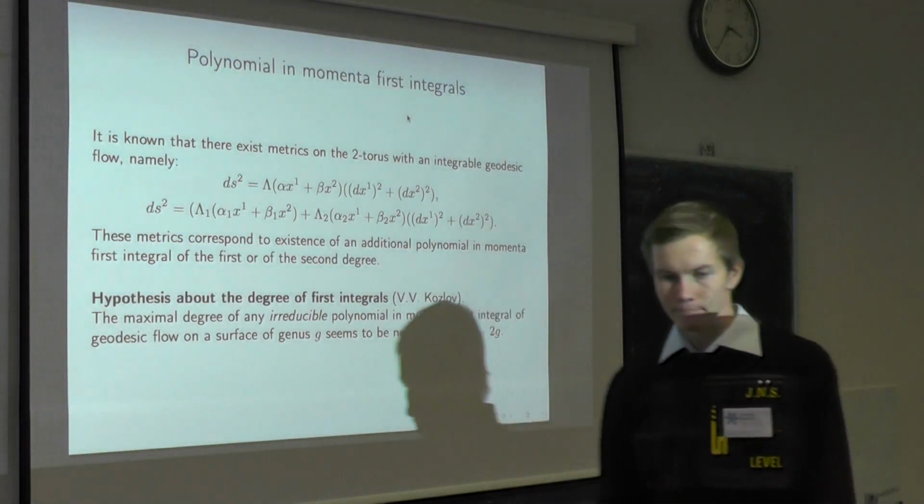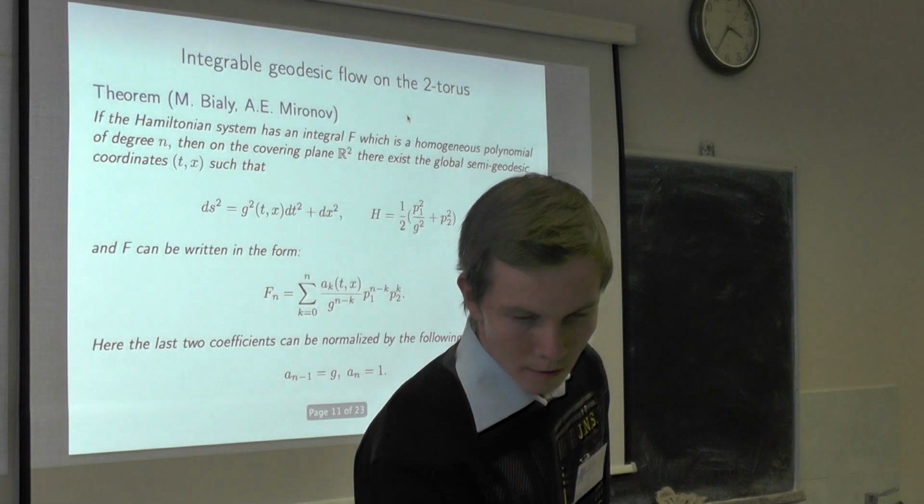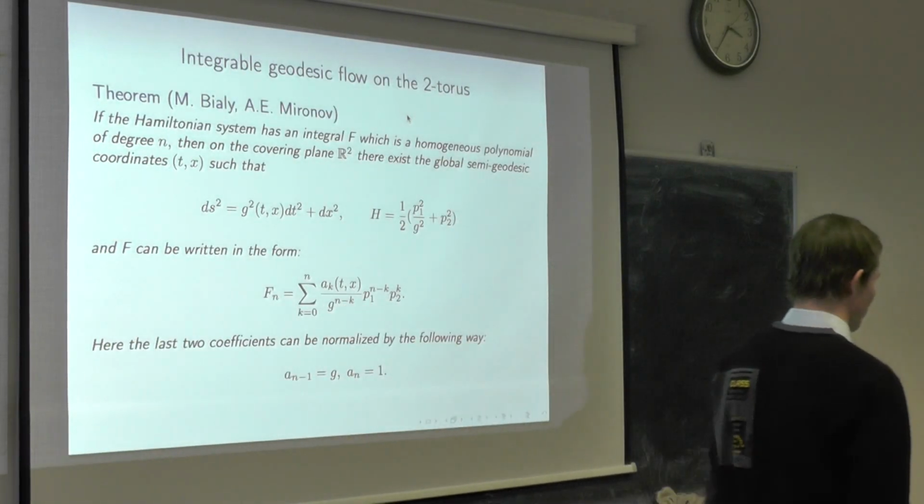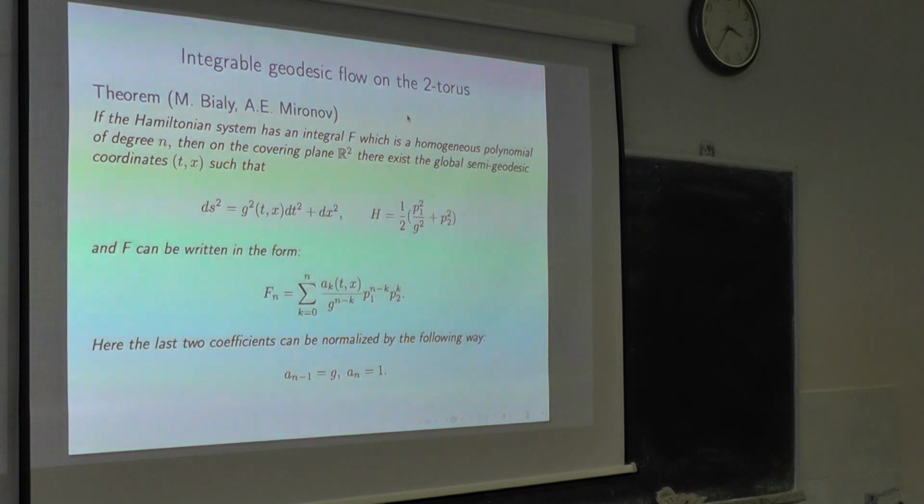And there are no such results for geodesic flows in the case of a third degree integral or fourth degree integral. It is still unknown if this hypothesis holds or not. And what is known? Bialy and Mironov proved that if the Hamiltonian system has the first integral of an arbitrary degree n, then there exist globally the geodesic coordinates.